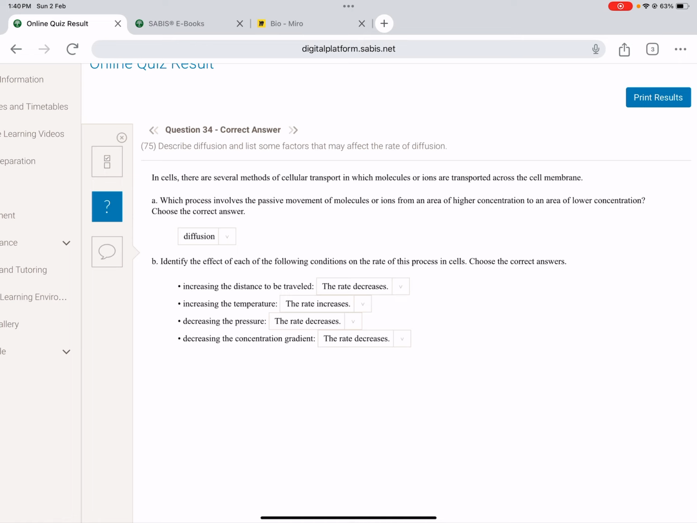Okay, because they said passive movement, higher concentration to lower concentration, I'm directly going to think of diffusion. Okay, increasing the distance. If I increase the distance, of course, diffusion will decrease. Increasing the temperature, the particles will move faster, so diffusion will increase. Decreasing the pressure, also the rate will decrease, and decreasing the concentration gradient, it will decrease.